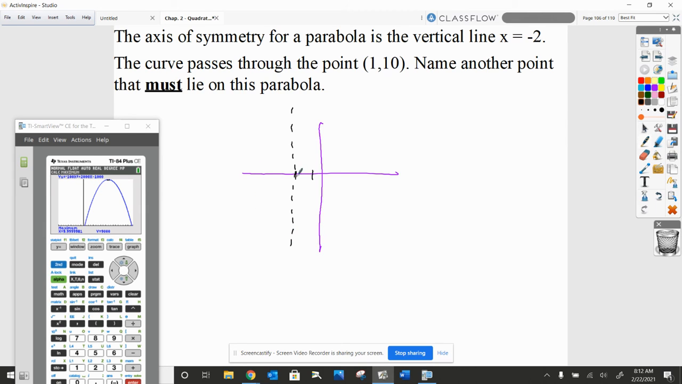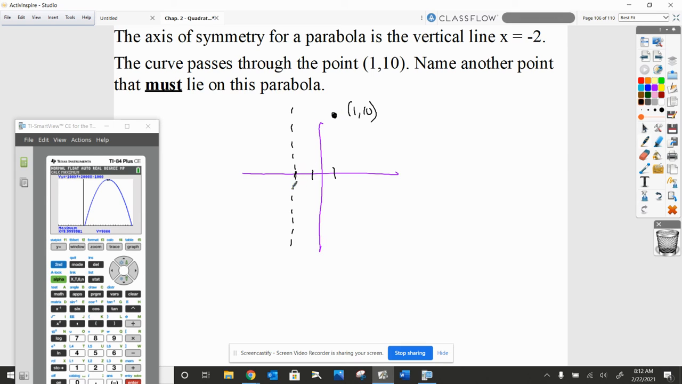The curve passes through the point (1, 10). So up here at (1, 10), our parabola goes through that point. Name another point that must lie on this parabola.